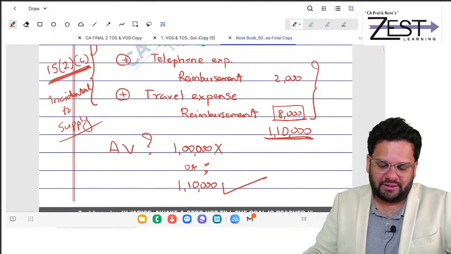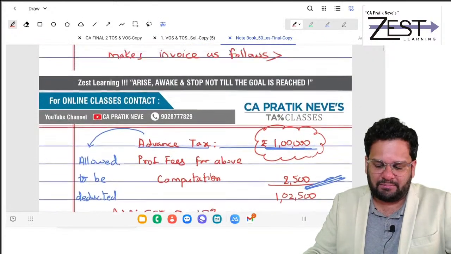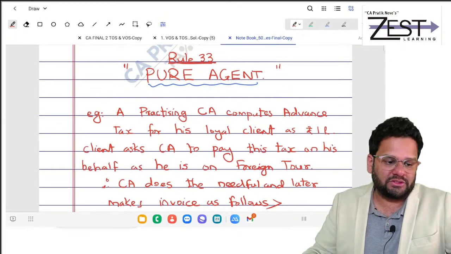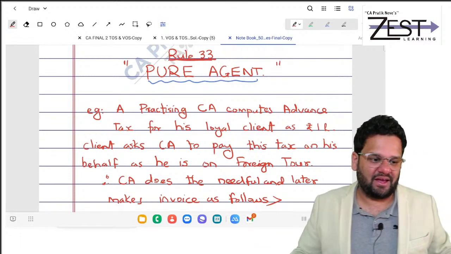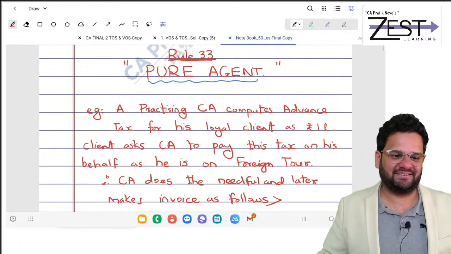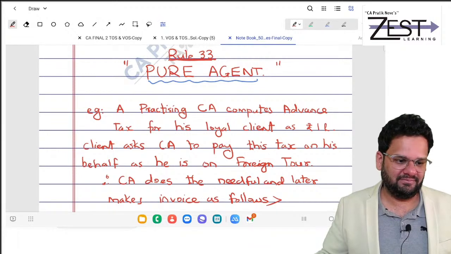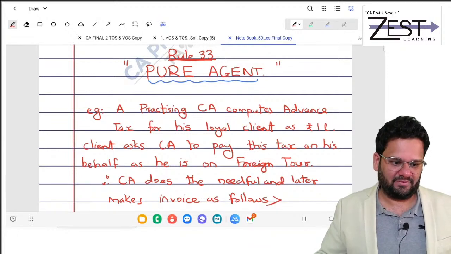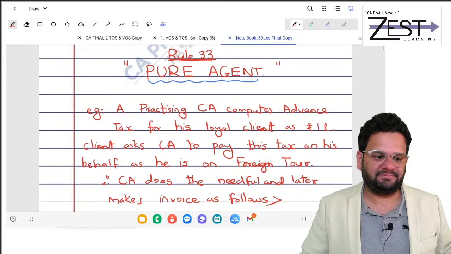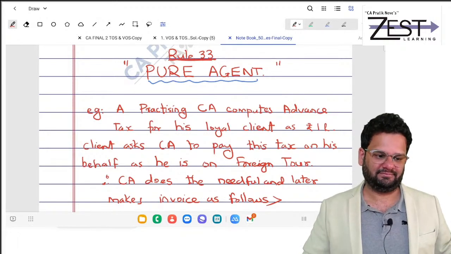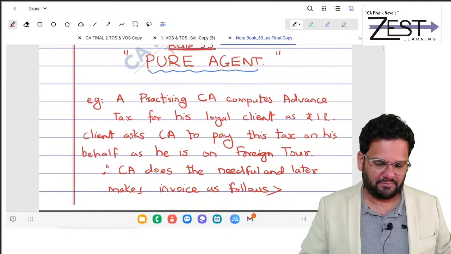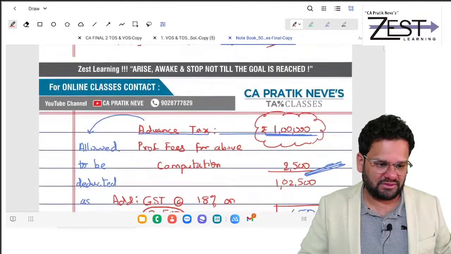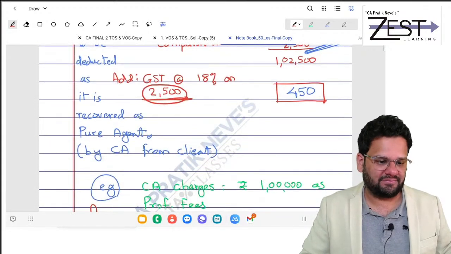Did you understand? Have you taken down these examples of pure agent? Did you understand? Answer is yes. Okay. Have you taken down these examples? Yes, Ashima. Have you taken down these examples?